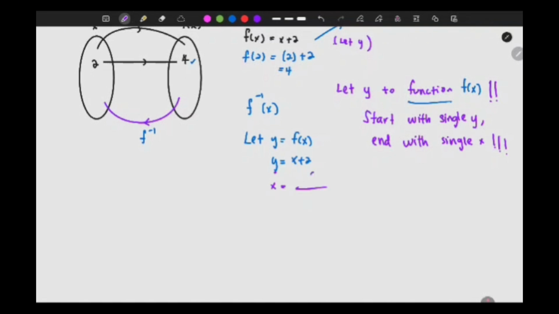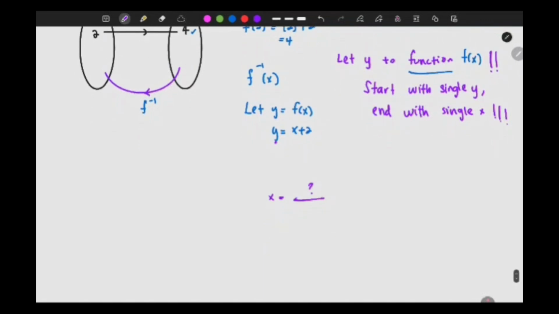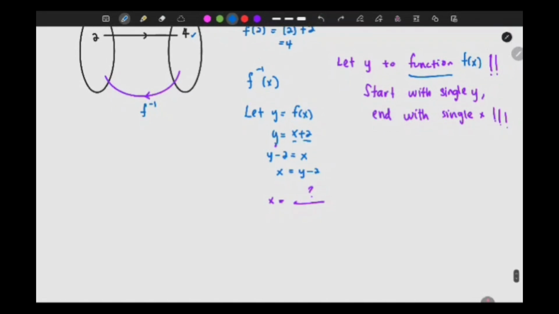And how? Just do your normal mathematics, bring your x to one side, your y to one side. So your positive 2 brought here becomes negative 2. This equals x. So there you go, x equals y minus 2. And done, your inverse. You see, you start with single y and end with single x. That's what I mean. So you have actually already found your inverse. Just replace your x with f inverse x and your y with x. Done.